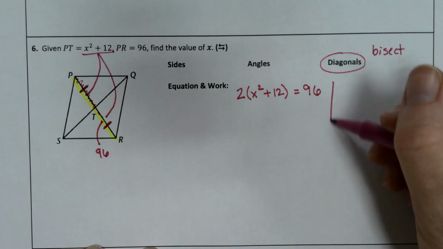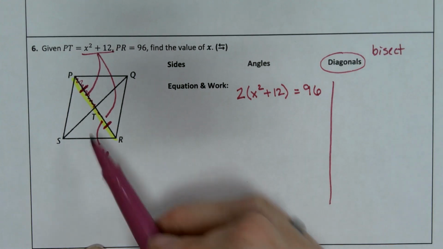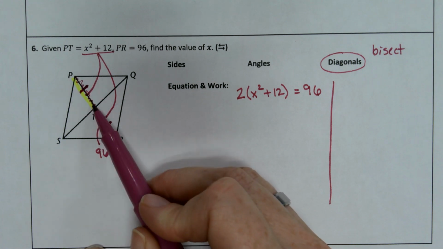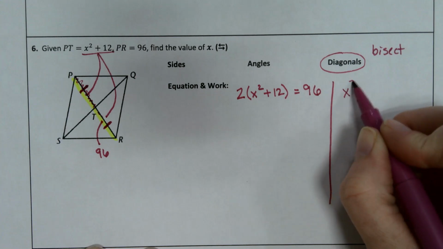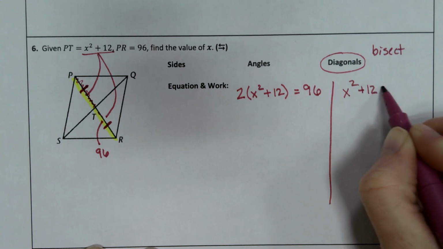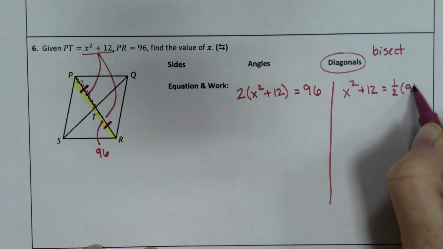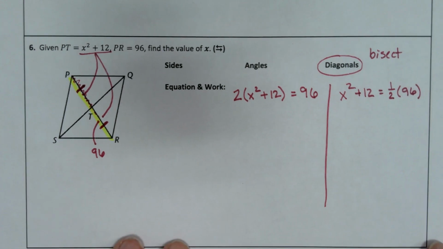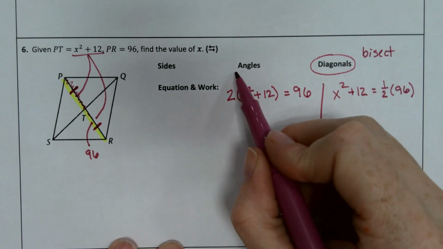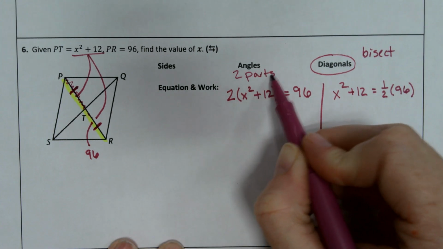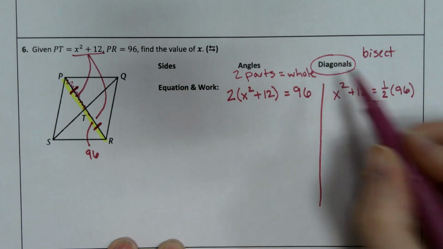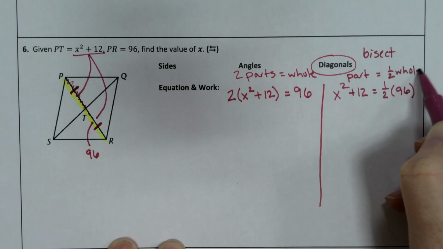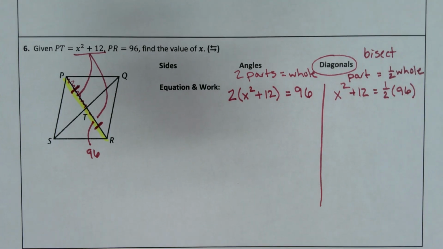The other option that you could have thought about is how this 96 gets divided in half to match with that smaller segment. So you could have said that one of those smaller segments is equal to half of the whole thing. I'll set this one up both ways just so that you can see that it won't affect our answer. So whether it makes sense to do 2 parts equal to the whole or a part equal to half the whole, you can get away with setting it up either way.